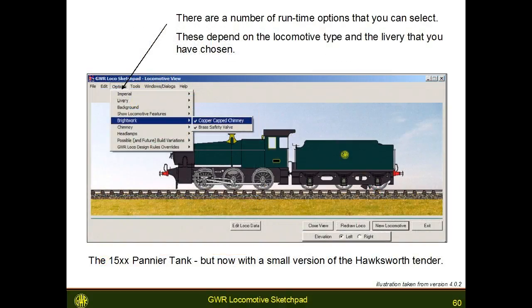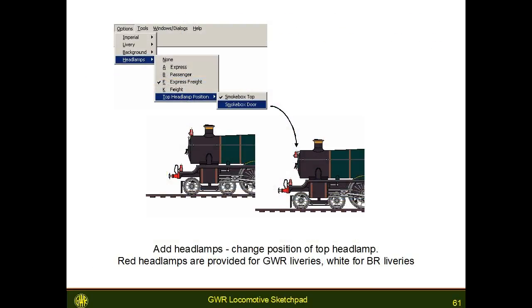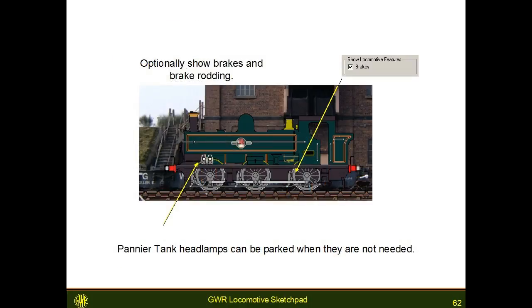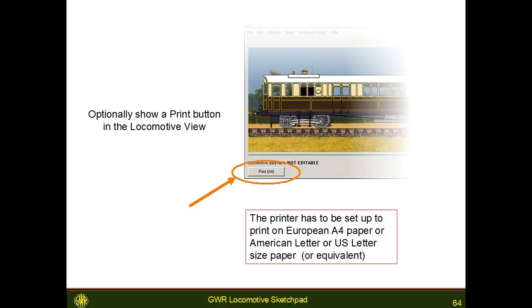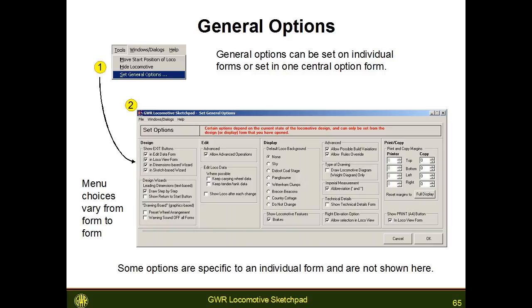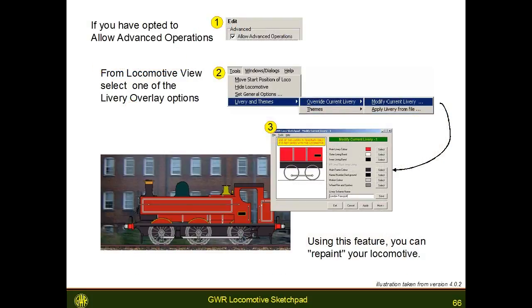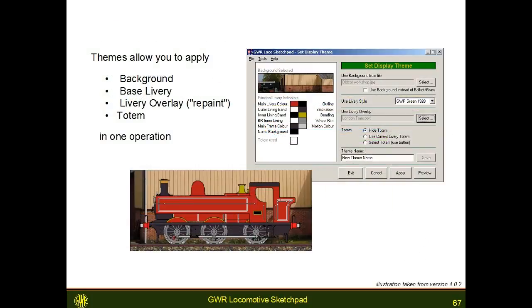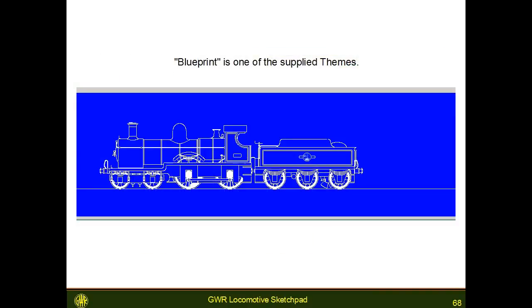To show just some of the variations in the locomotive during its life, there are a number of options which are available at runtime, the headlamps for example. By default, some options are turned off. You can activate these options from menus, but many are gathered together in the General Options form, a one-stop shop for most options. If you have a favourite combination of locomotive livery and scene background, you can set this up as a theme. A few themes are supplied with the application.